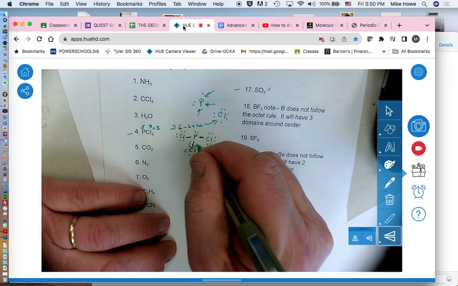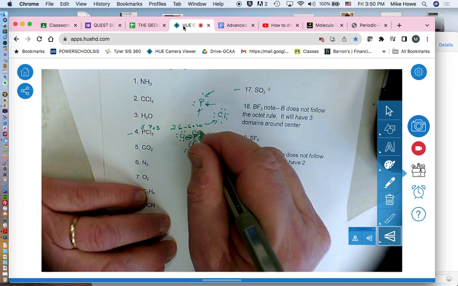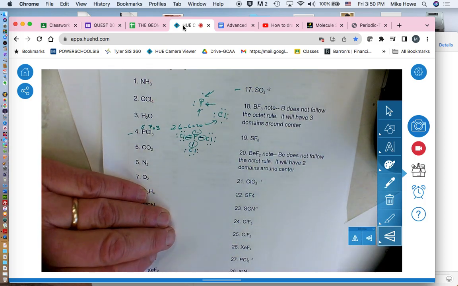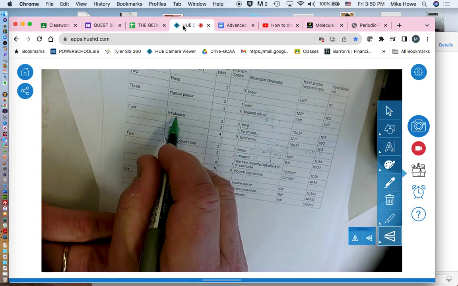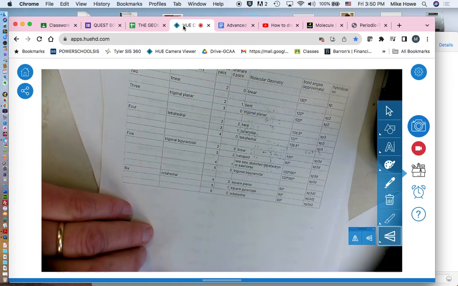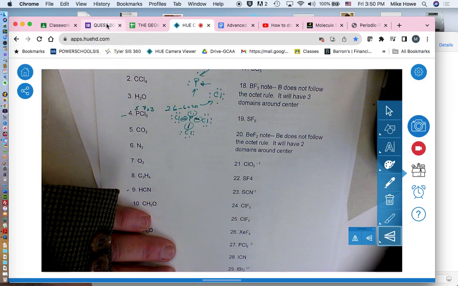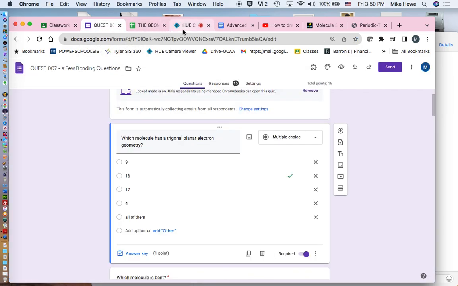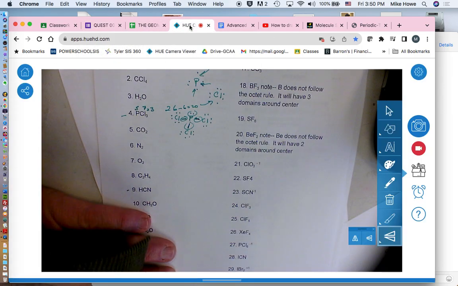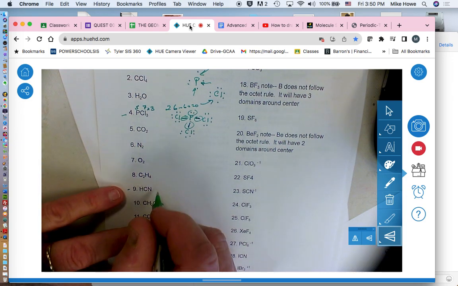So how many domains do you have? 1, 2, 3, 4 domains. And remember, 4 domains, that's a tetrahedral electron geometry, not trigonal planar. So that one is not the answer to our question. Our question said, which one has a trigonal planar electron geometry? So we draw the next one, HCN.